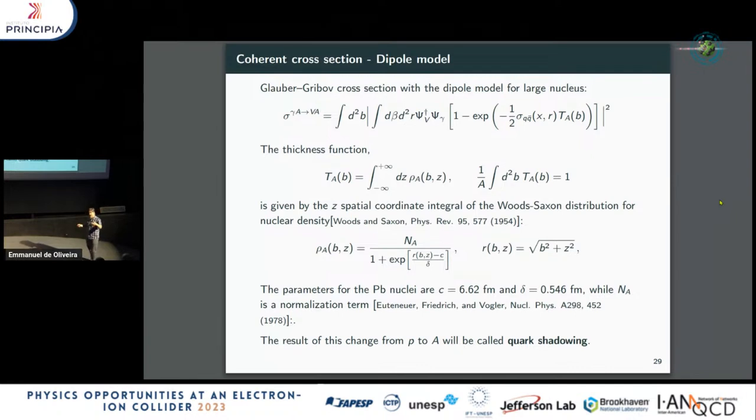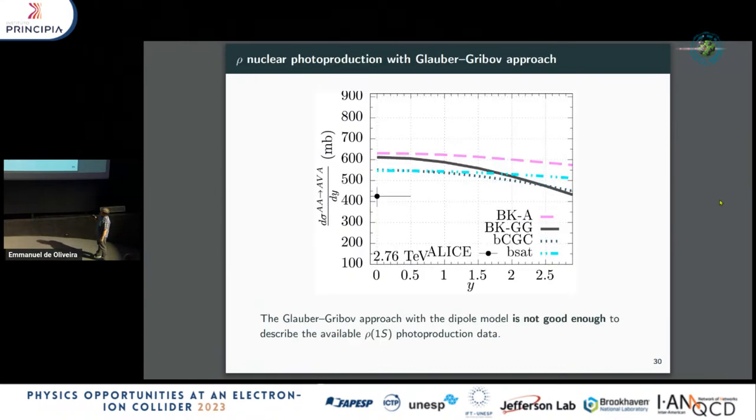So shadowing is the idea that one nucleon is in front of the other, so it's making a shadow on the one behind. So the photon does interact with both, but not in the same way it would interact with both if they were put apart. It's not just twice the interaction, it's a little bit smaller than twice. Okay, so we do that with different models here, including a BK solution for the nucleus.